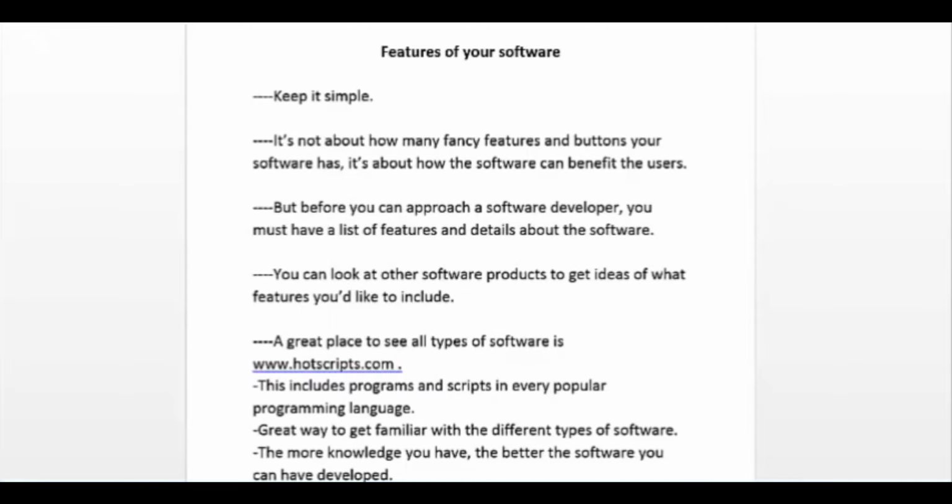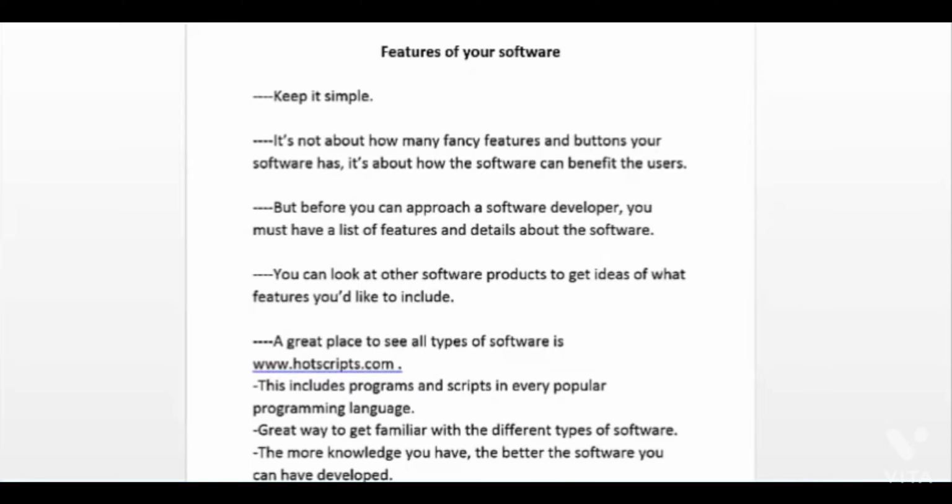All right, so let's talk about coming up with a list of features and details of what your software is going to include. Okay, you got to remember to keep it simple though, because it's not about how many fancy features and buttons that your software has. It's about how the software can benefit the user. Okay, because sometimes it's the most simple software that can become a best selling product.